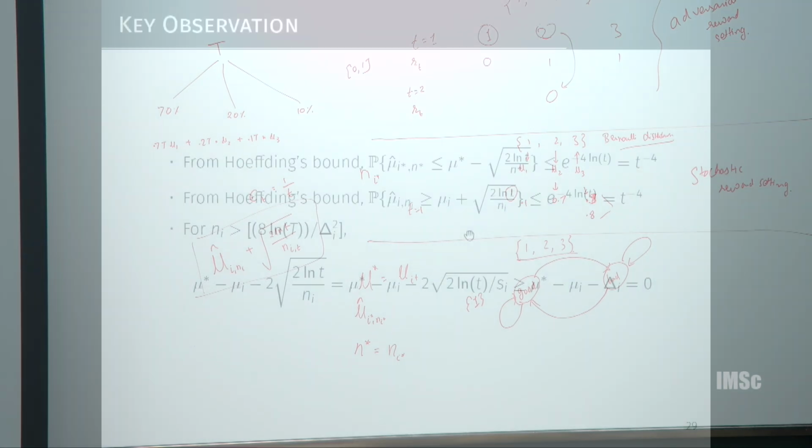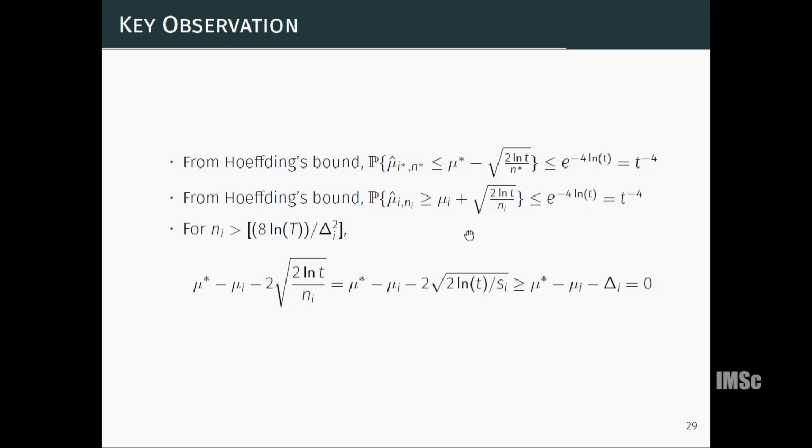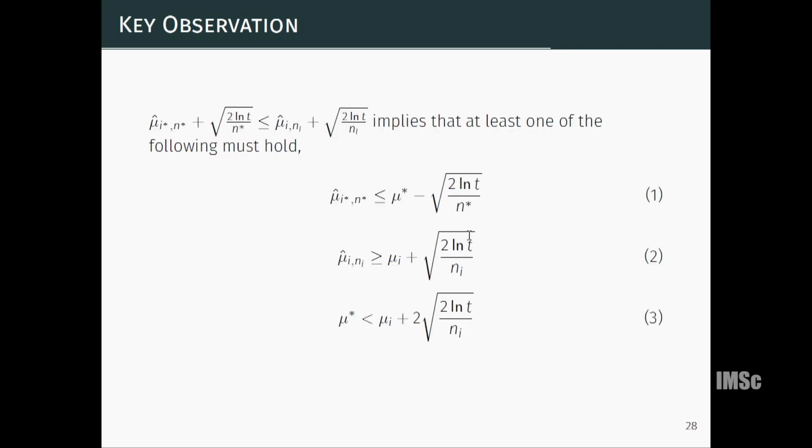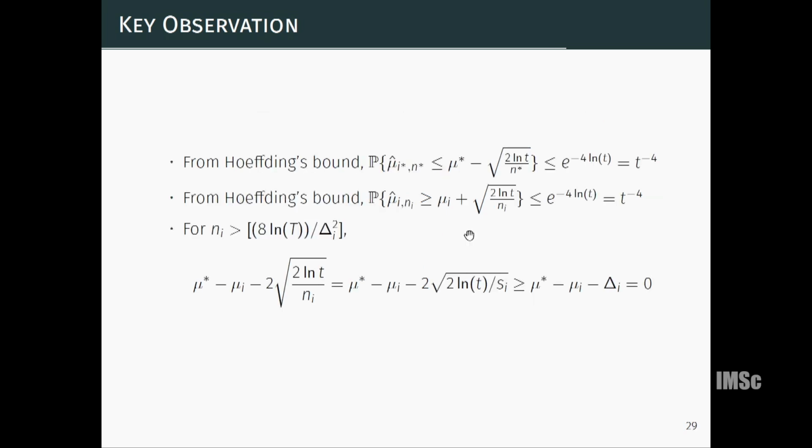How will you do this? This is simple. You basically wanted to bound mu star minus mu I plus 2 square root 2 ln t by n I. So mu star minus mu I minus 2 square root of 2 ln t by n I, where n I is greater than 8 ln t by delta I square. So 1 by n I will be less than this, and minus is there. So this term will be greater than mu star minus mu I minus 2 square root of 2 ln t divided by 8 ln t by delta square.